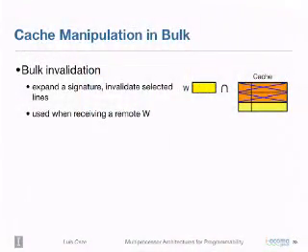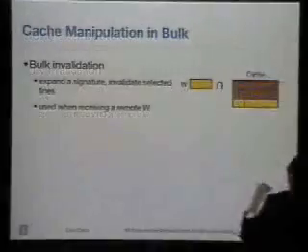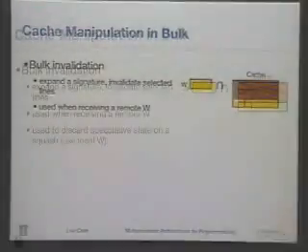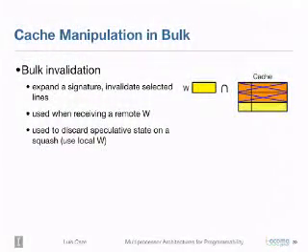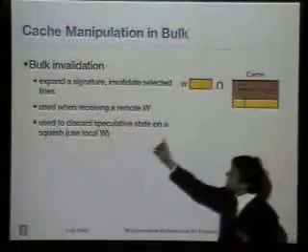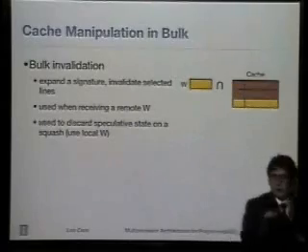And this is used in two cases. First, when a processor receives a remote write signature, it needs to clean up all stale data from its cache. So we perform bulk invalidation with the incoming write signature. Or it can also be used to discard speculative data when a squash happens.